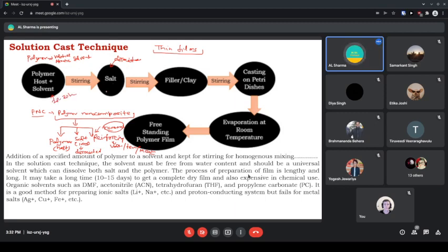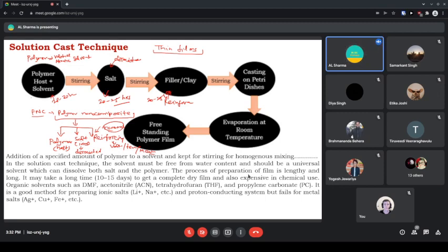Here the same phenomenon, in order to dissolve the salt in this polymer solution, it again takes 20 to 25 hours minimum. So you see 2 days here, 2 days here. Thereafter, you add the filler, the third reinforcing material. After adding that reinforcing material, again you have to go for 20 to 25 hours. So ultimately it is about 6 days.